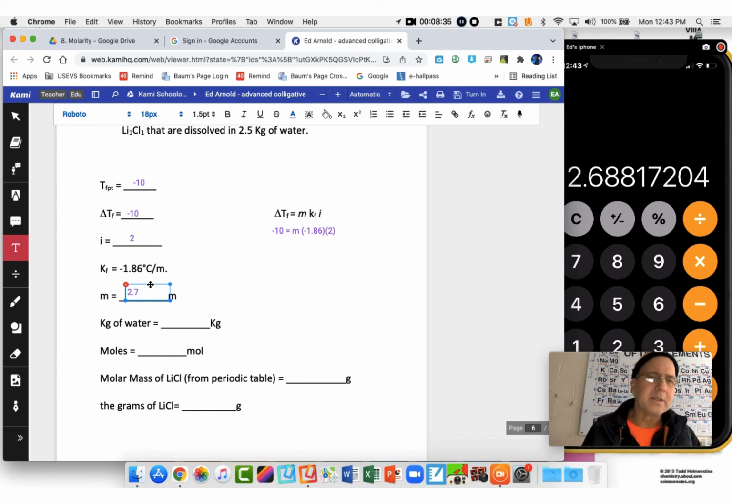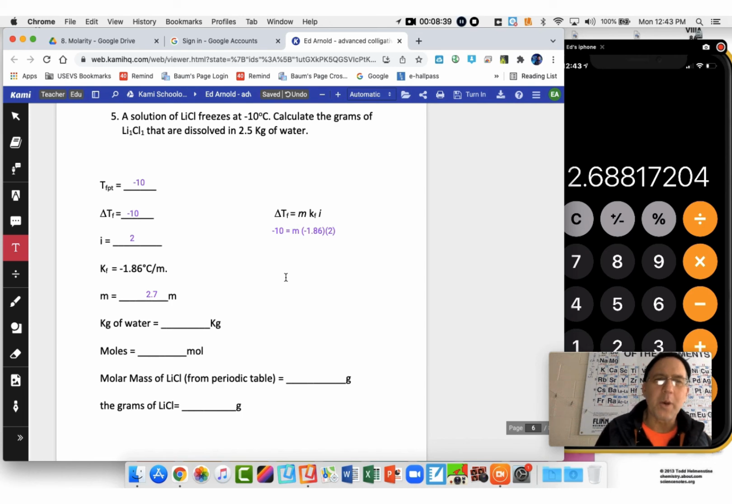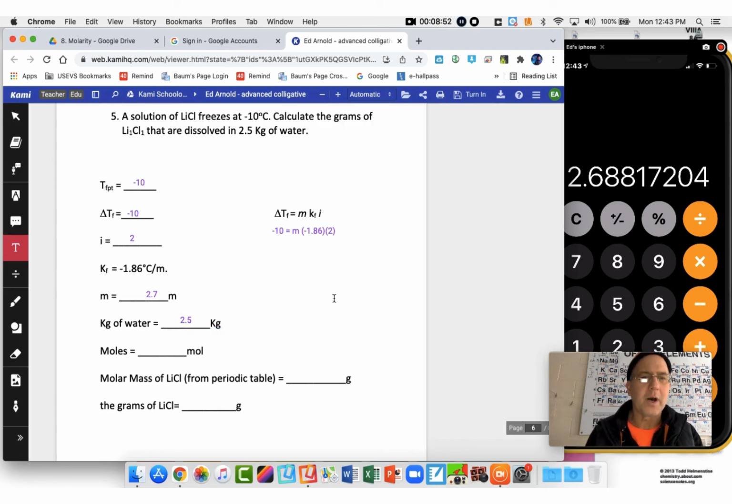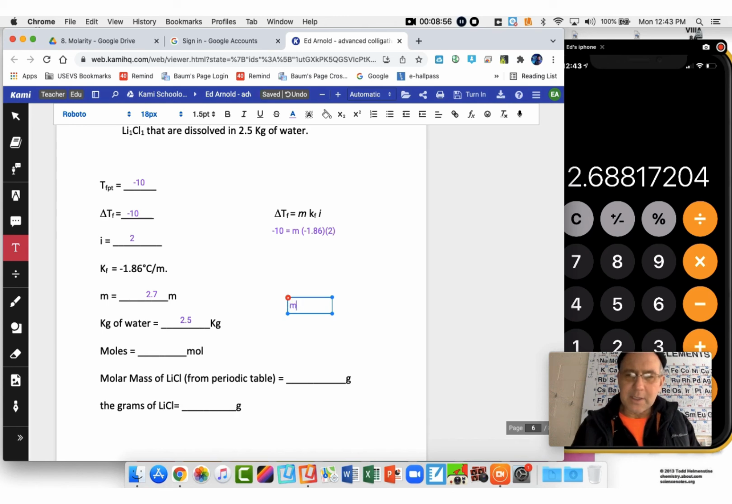This problem is kind of the opposite of the one we just did. This time we use the equation to solve for little m. Last time we used moles and kilograms to solve for little m and went the other way. There are 2.5 kilograms of water, so I'm going to plug that in. We're finding the number of moles. Let's see what our equation says.